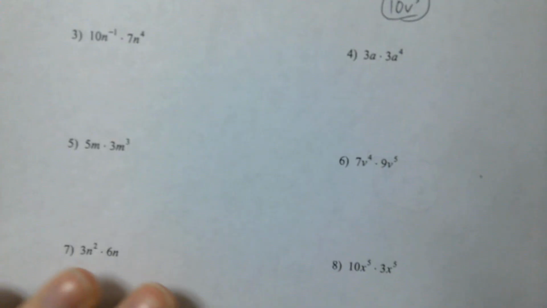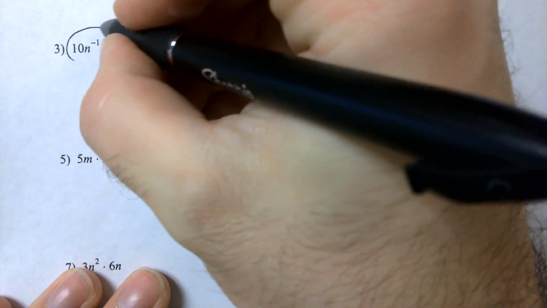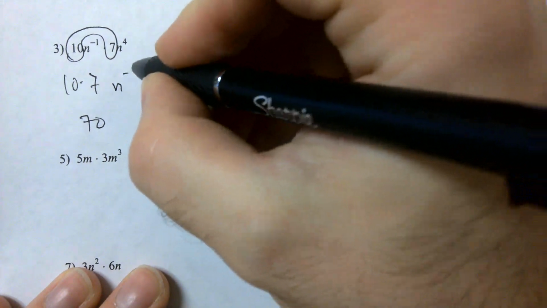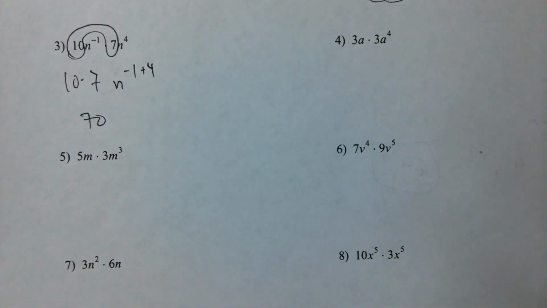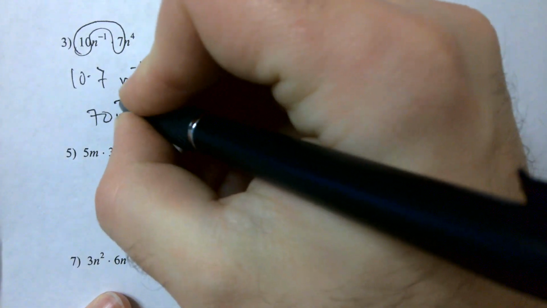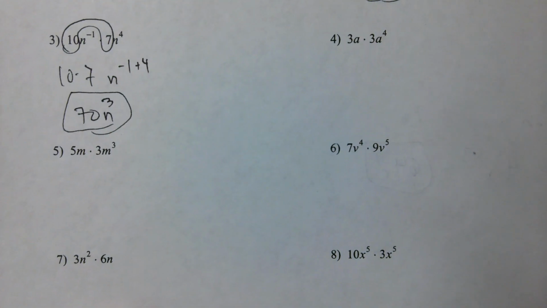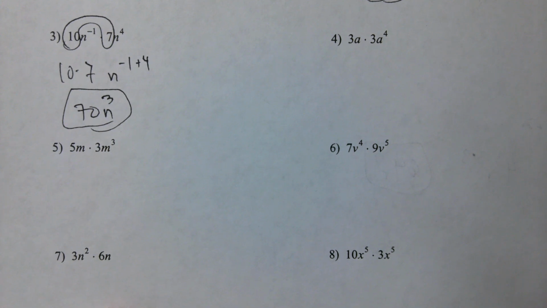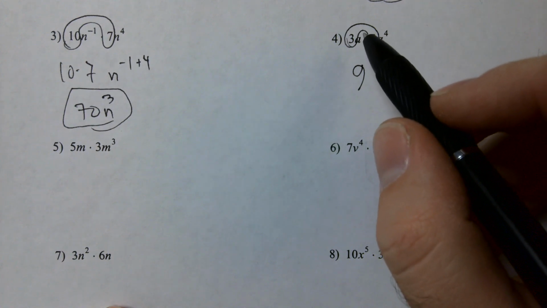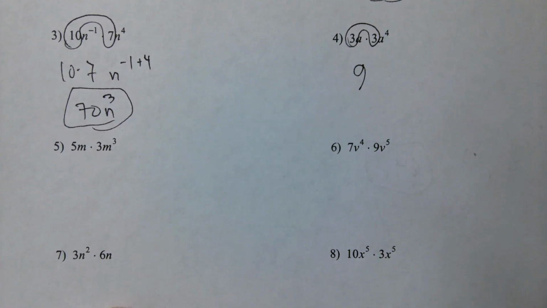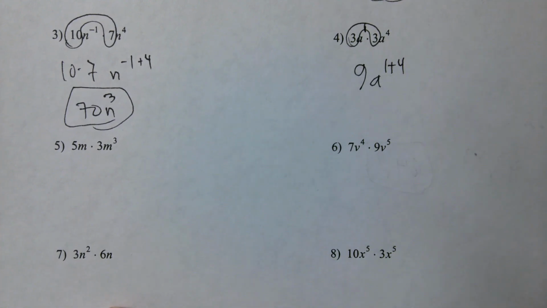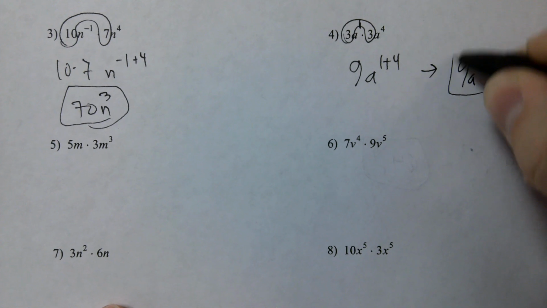Now for number 3, I take my numbers in front. What's 10 times 7? 70. And then I take my powers of n and add them. What's negative 1 plus 4? 3. So I get 70n to the 3rd power. Number 4, I take my numbers in front. 3 times 3 is 9. What exponent does this a have in front? 1. It's got an invisible 1. So what's 1 plus 4? 5. 9a to the 5th.